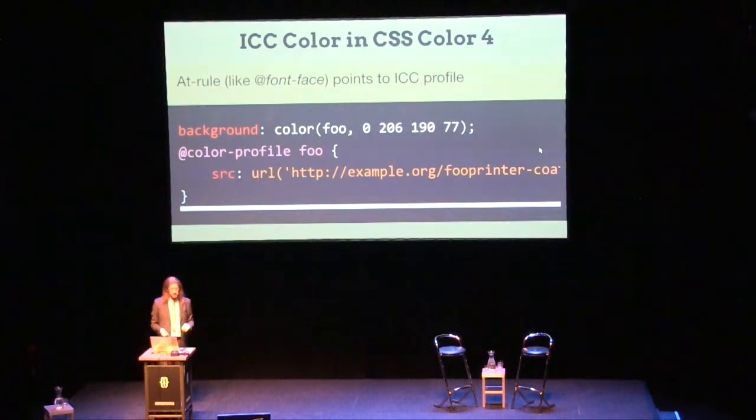Here's an example where we're using an ICC profile. So we've got color, and the first thing is not a reserved word, but it's one we make up. We've got foo here. And then we have an at rule, which is like at font face. So we define the name foo to be this profile over here with a source thing, just like in at font face.